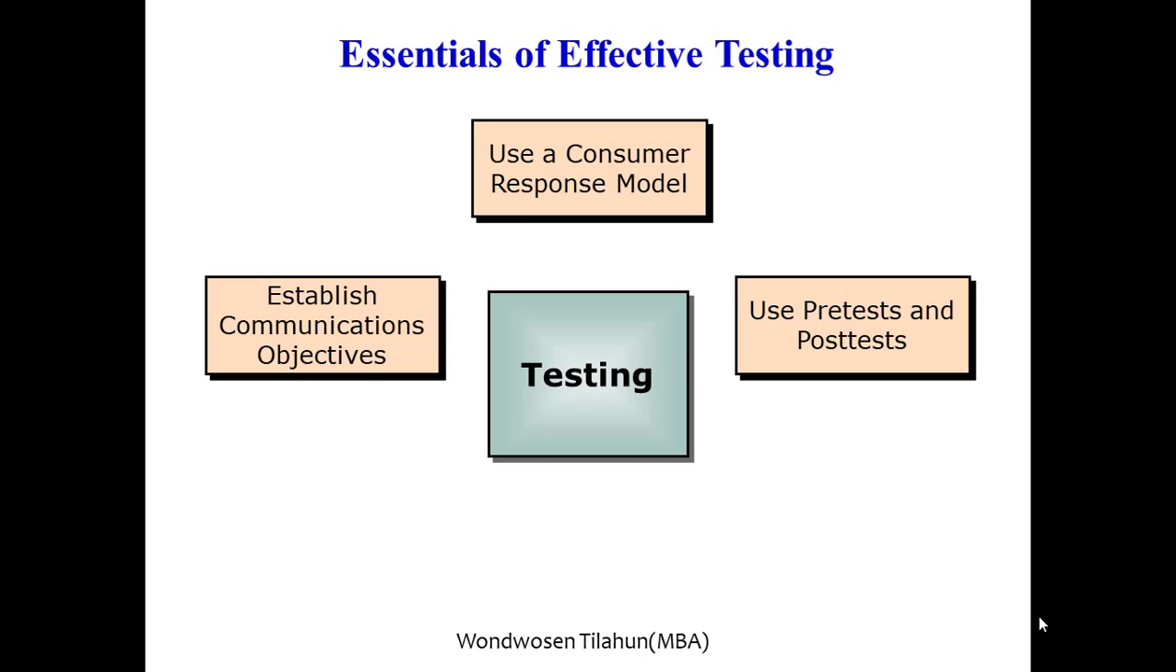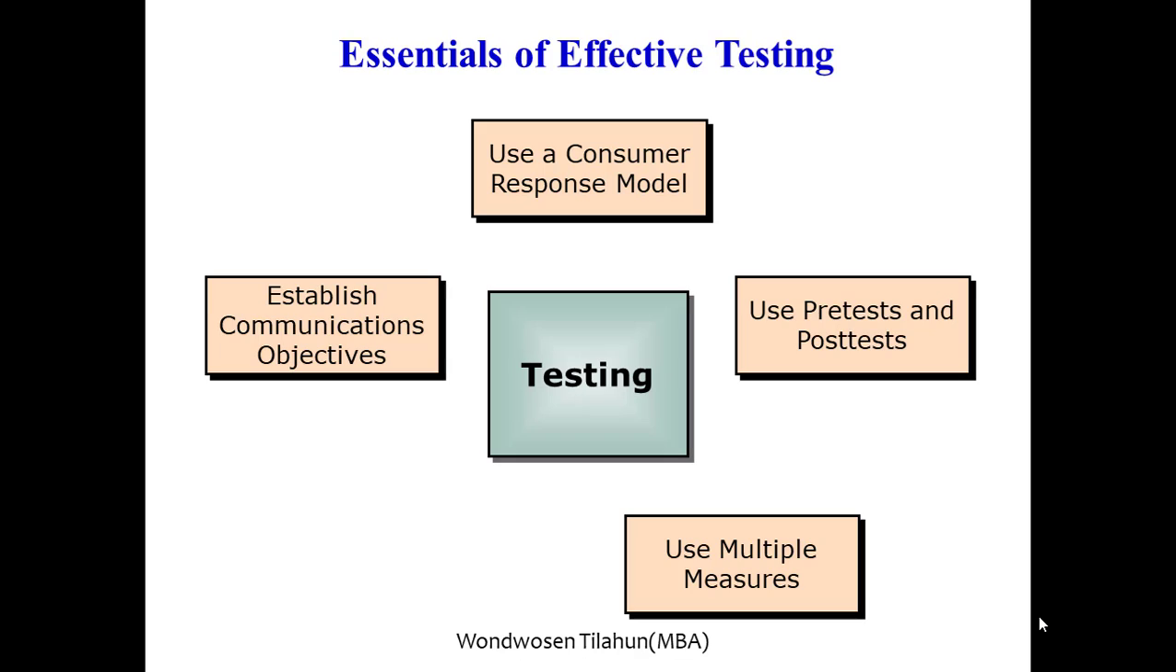The other one is use pre-tests and post-tests. To avoid costly mistakes, we need to undertake pre-testing, which means we need to test the advertisement before it's circulated to the society, and we can minimize or rectify some costs, and at the same time we can also rectify the message sometimes which has a negative connotation in its results to the society. The other one is we need to apply post-tests, which means we need to measure whether the advertisement is effective or not in properly achieving its objective.